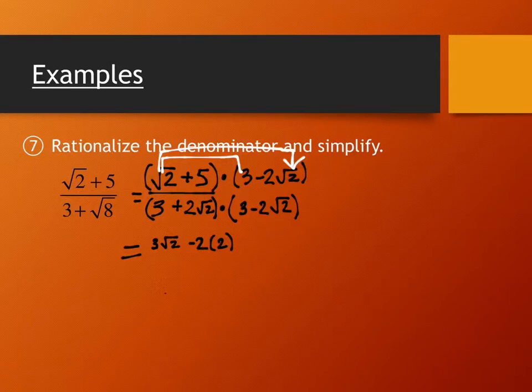All right, the inner terms. That's a terrible color. I need a different one. How about this one? That's also terrible. That one will work. All right, so my inner terms are 5 and 3, so 5 times 3 would be 15. Fantastic. And then my last terms would be the 5 times the negative 2 square root 2. What would that be? Negative 10 square root 2.